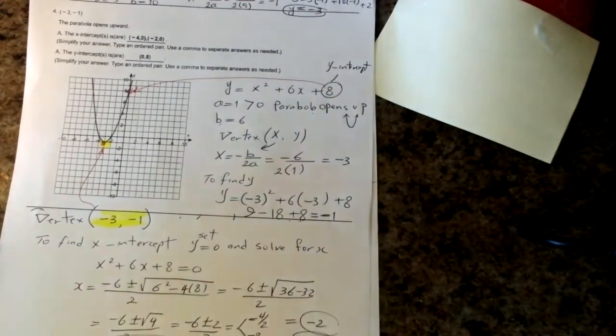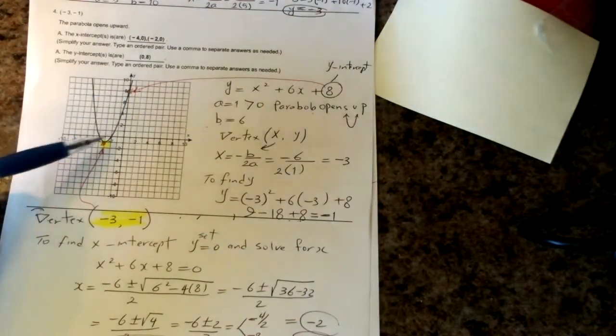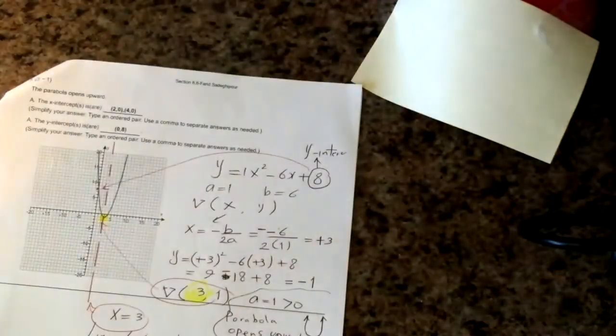So in these kinds of problems, you need to find the vertex, the x-intercepts, and the y-intercept, and you have all these points. When you connect them, then you have your graph.